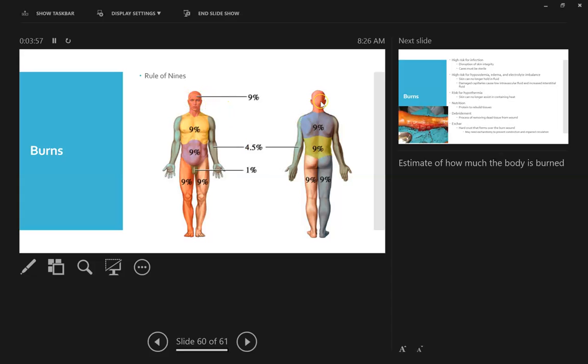So we get 9% for the entire head, 9% for anterior chest, 9% for posterior chest, 9% for lower back, 9% for abdomen, 9% for the front of one leg, 9% for the front of the other leg, 9% for posterior one leg, 9% for the other posterior leg. Groin only gets 1%, and then it's 9% for the entire arm, 4.5 for anterior versus posterior. Same with the other arm. So this is how we can do a quick estimate of what percent of the body is burned.